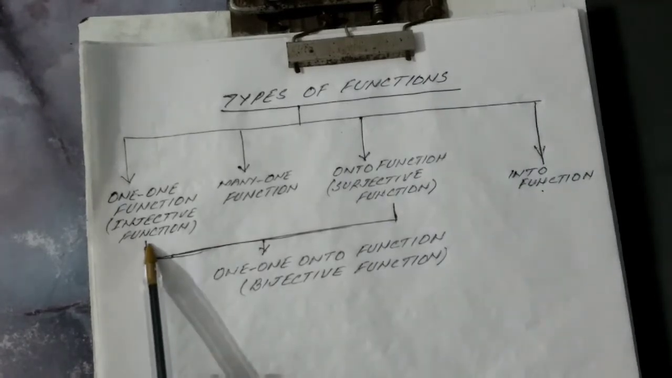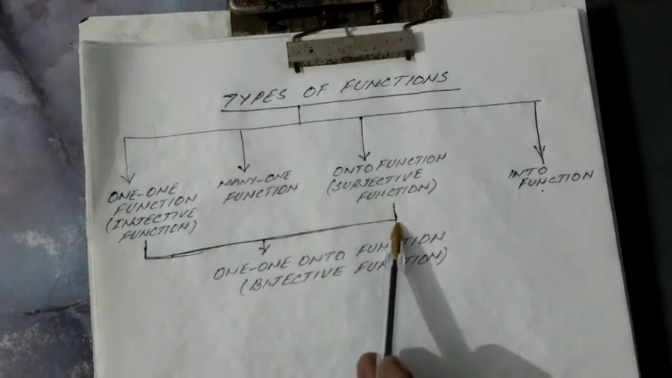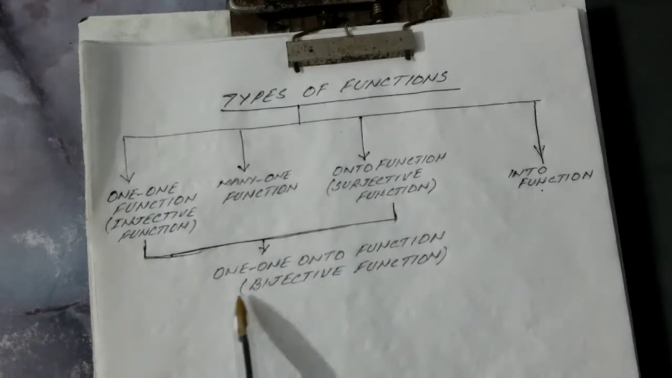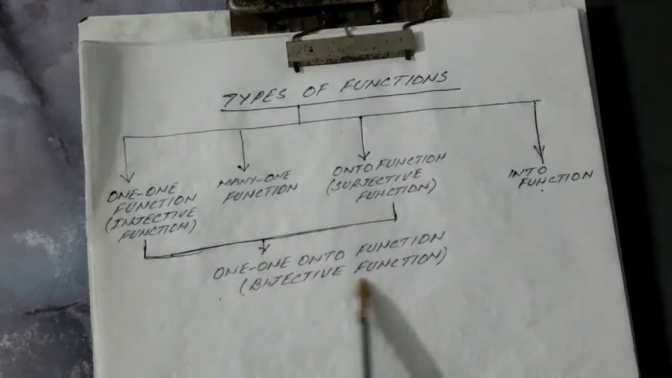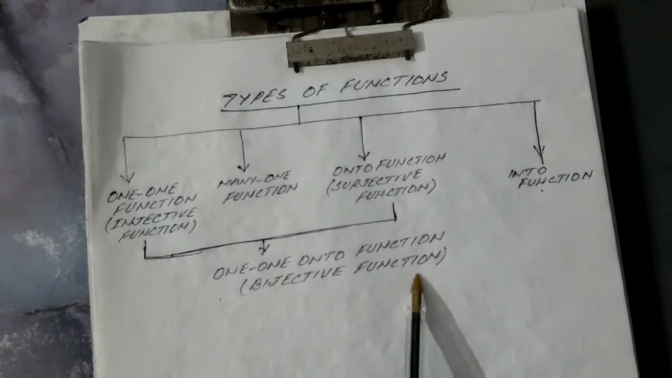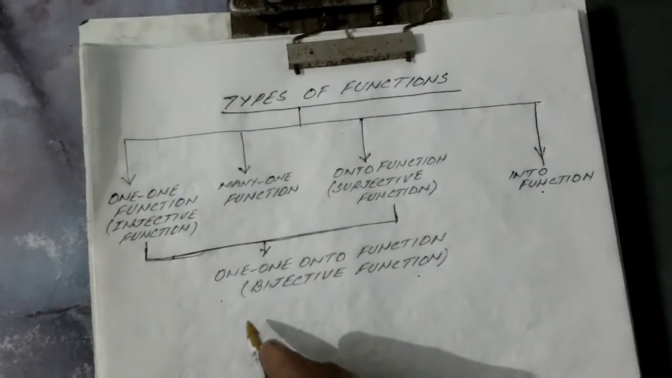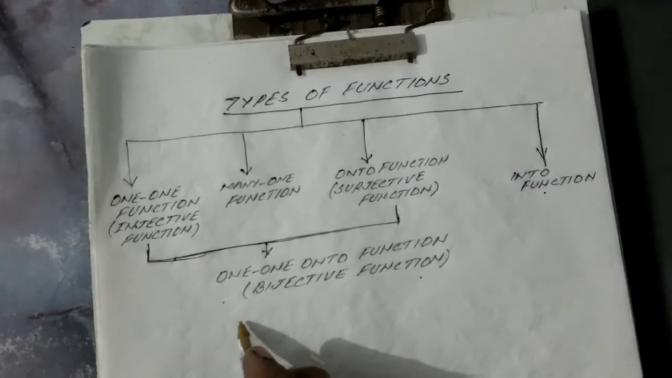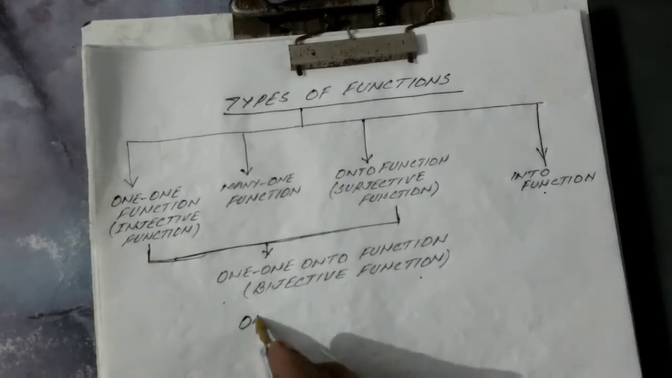If a function is one-one as well as onto, this is called one-one onto function, or simply a bijective function. So now first let us talk about one-one function in detail.